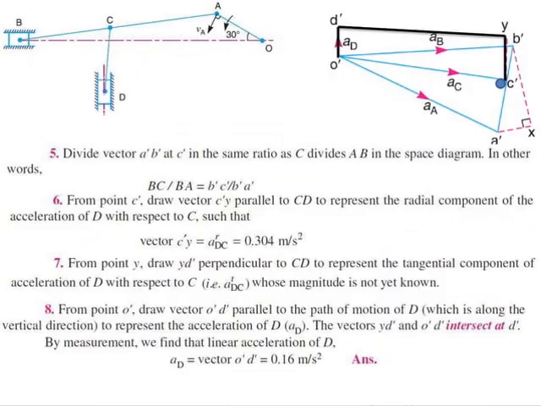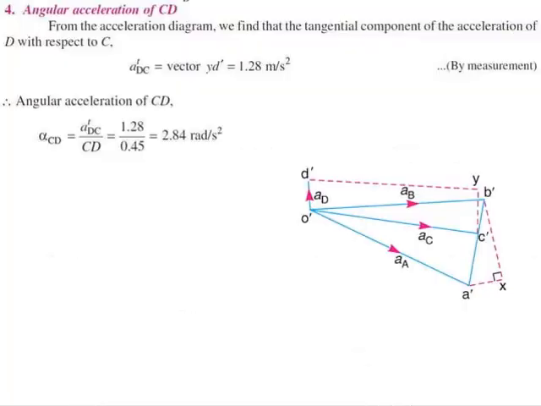Similarly, the diagrams are drawn with measurement, and the linear acceleration of D from the diagram is 0.16 meter per second squared. Then the angular velocity is found, as shown. Similarly, from the diagram, the angular acceleration alpha CD equals a_t DC by CD, that is 1.28 by 0.48. This answer is 2.84 radians per second squared. That's all. Thank you.